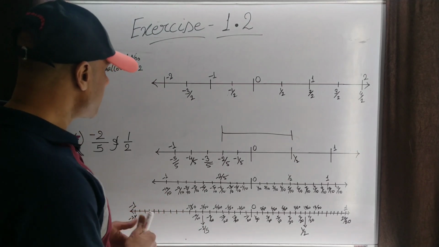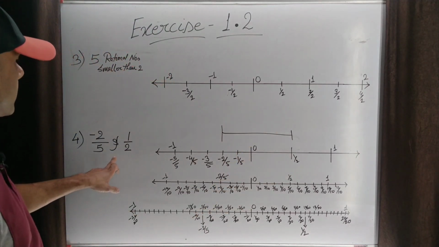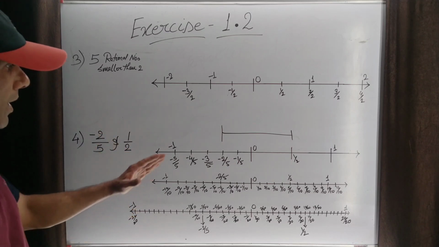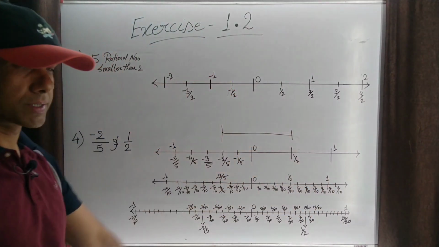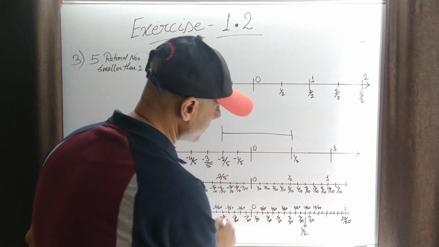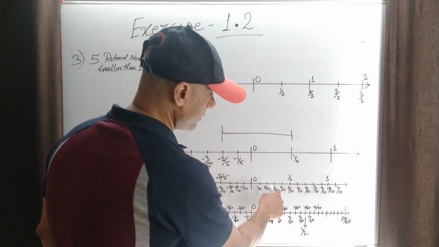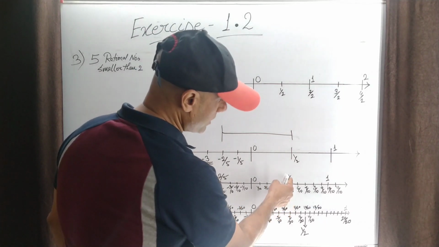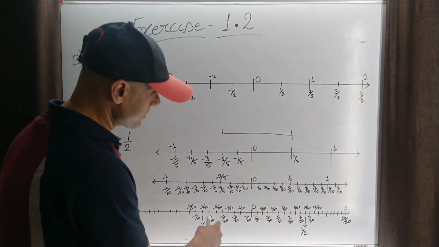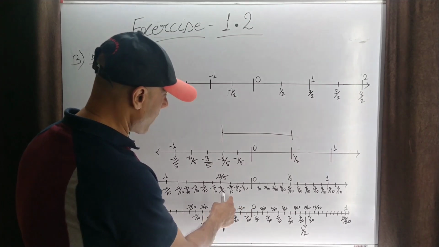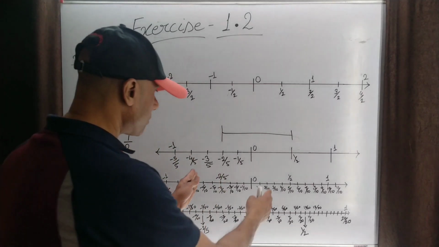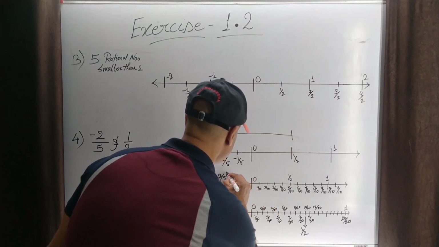So I have made another number line. In this case, I have taken the LCM, and the LCM of 5 and 2 is 10, and I have divided each segment into 10 equal parts. This is the first part, second part, like that. So here lies 1 by 10, here lies 2 by 10, 3 by 10, 4 by 10, 5 by 10. 5 by 10 is again 1 by 2. And if you move to the left hand side, this is minus 1 by 10, minus 2 by 10, minus 3 by 10, and minus 4 by 10. Here lies minus 2 by 5.